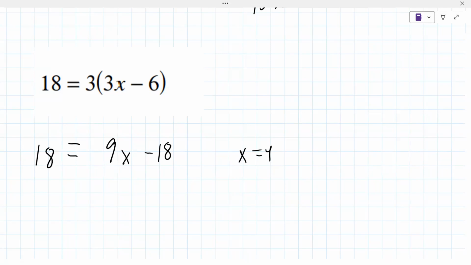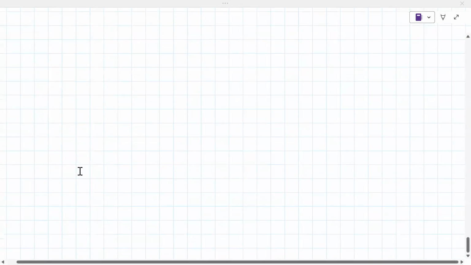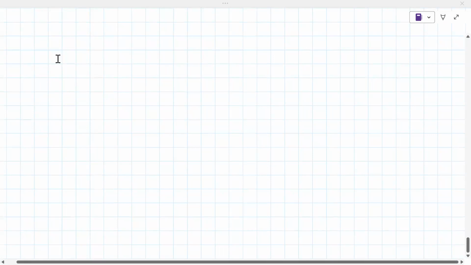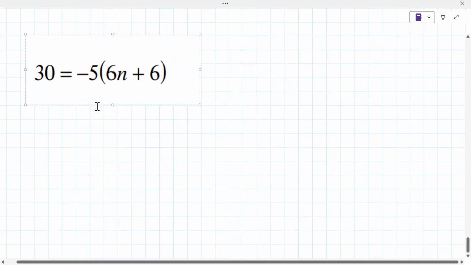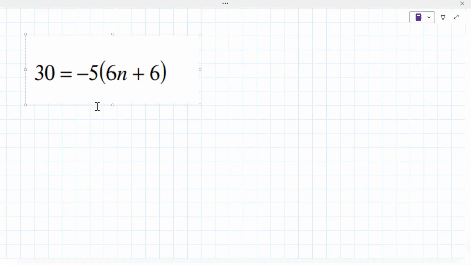Okay, so here's one to try fully on your own, start to finish. Again, you can always check your answer. Like before you say, okay, that's the answer, you say, okay, 3 times 4, that's 12, 12 minus 6 is 6, 3 times 6 is 18. All right, so try this one, please. So then that would be negative 30n minus 30, so plus 30, so then n is -2.